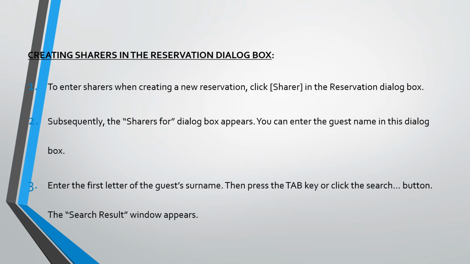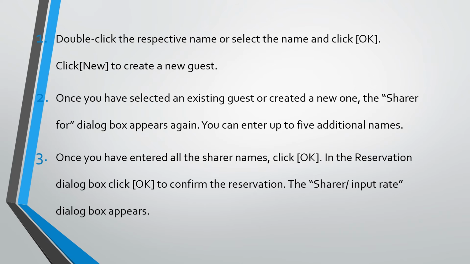The sharer result window appears. Double-click the respective name, or select the name and click OK. Click New to create a guest. Once you have selected an existing guest or created a new one, the sharers dialog box appears again. You can enter up to 5 additional names. Once you have entered all the sharer names, click OK.